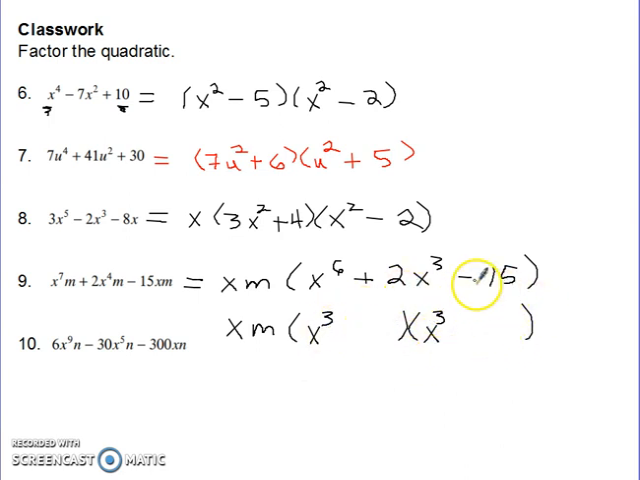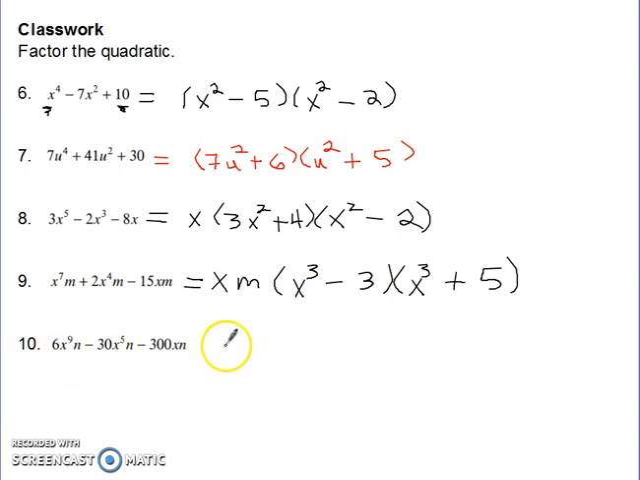And now I'm thinking of two numbers that multiply to give me 15 and add to give me a 2, or subtract to give me a 2. So 3 and 5 will give me 15. 3 and 5 will get the difference between them as a 2. To get a plus 2, I would need a plus 5 and then a minus 3.